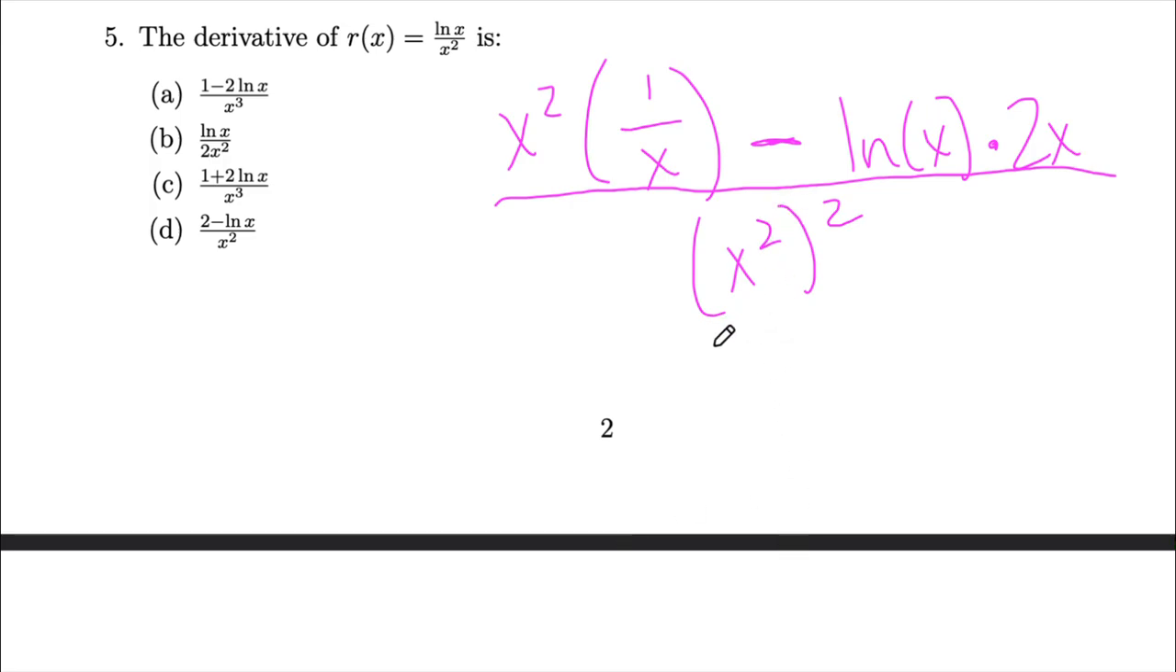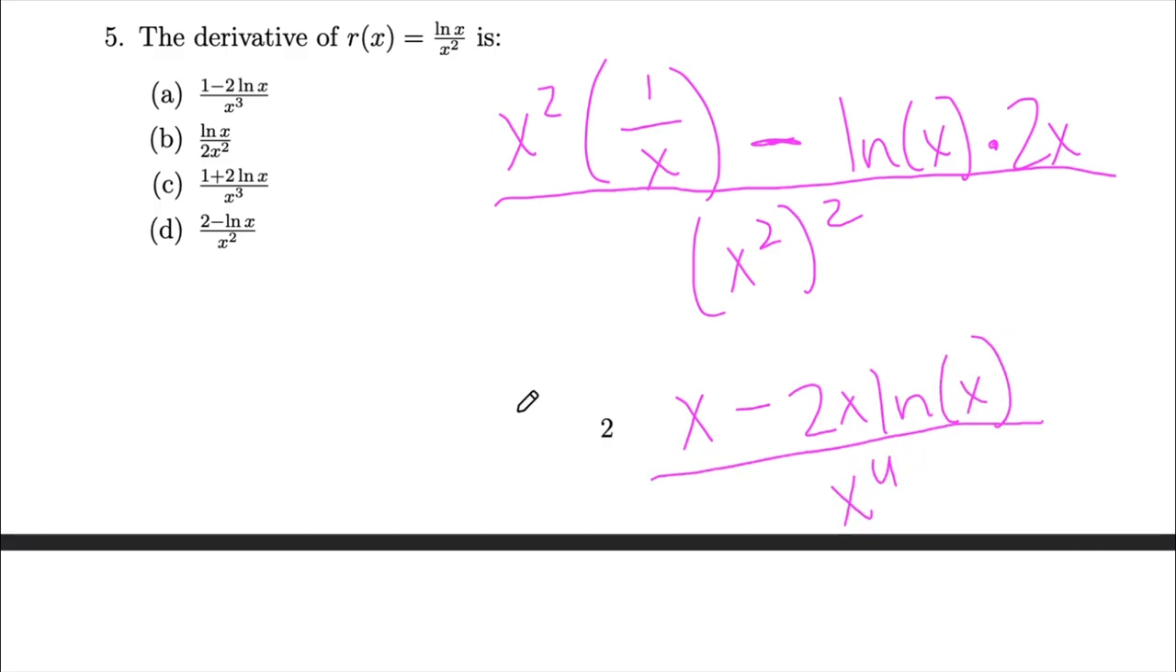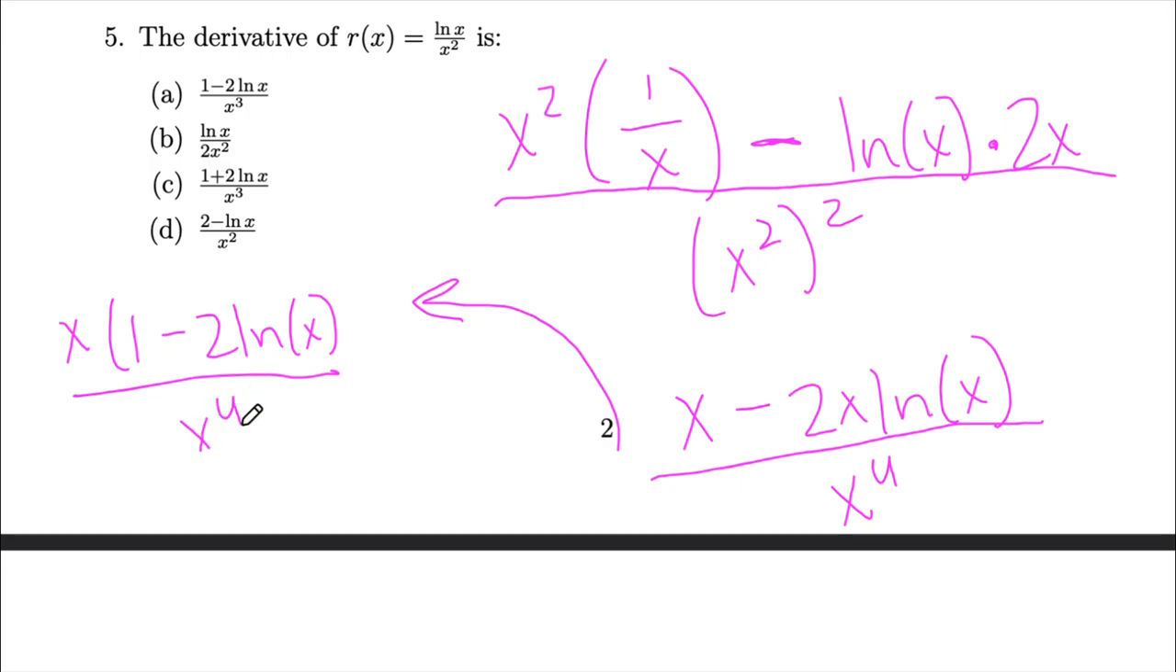Now we're going to go ahead and just clean all of this up. So x squared times 1 over x is just x. And then here we're just going to rewrite this to 2x ln x. And then this would all be over x to the fourth. Now we can go ahead and simplify by basically taking an x out of the numerator. So that would look like this. So x times 1 minus 2 ln x over x to the fourth.